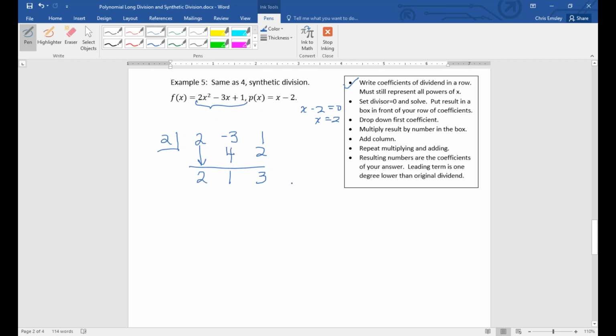We're done. So now, how do we interpret this answer? These numbers below our line are the coefficients. And it's always going to be a polynomial that's 1 degree lower than what you started with. So since up here we started with an x squared term, this is going to be my x term, this is going to be my constant, and this is going to be my remainder. So the way I would write that would be 2x plus 1, that's my quotient, and my remainder is 3, which is the same result we got when we did this using long division.